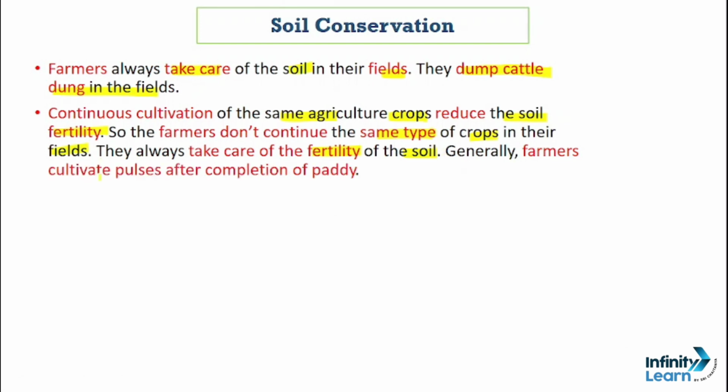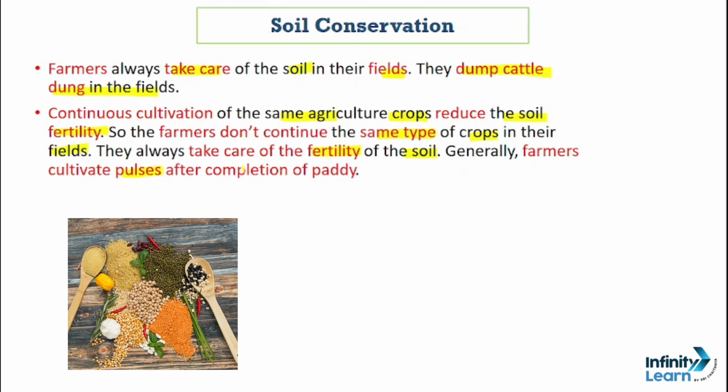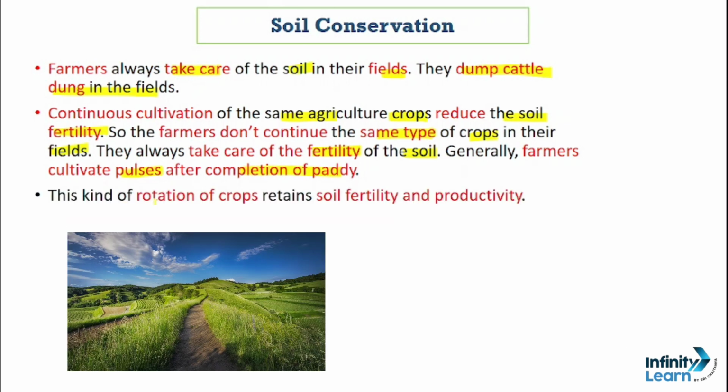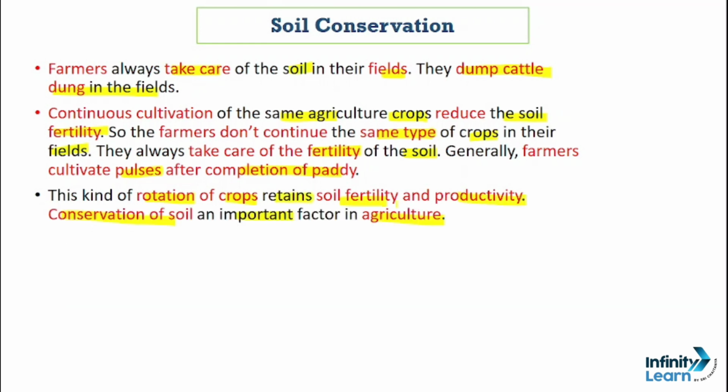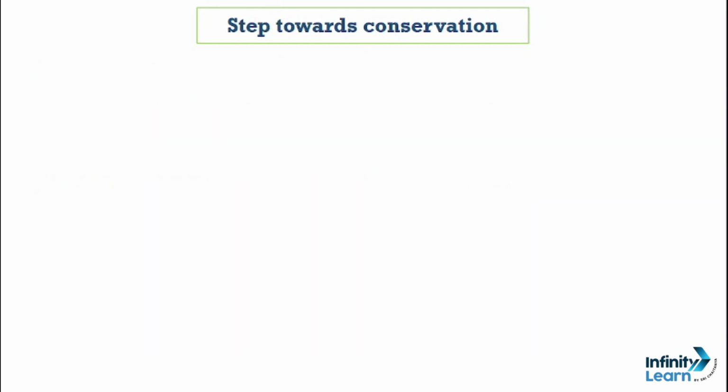Generally farmers cultivate pulses after completion of paddy. So this kind of rotation of crops helps us to retain soil fertility and productivity. So in agriculture, conservation of soil always plays an important role. So here are some steps that are taken towards the conservation of soil.